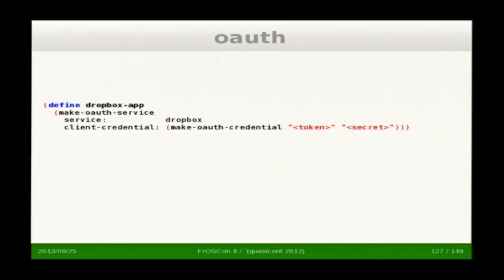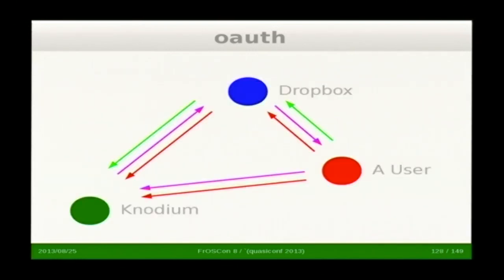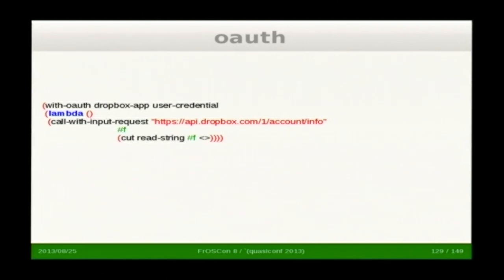And then you define your app, which is where you take the service provider definition and you poke in your client credential, which is our secret for talking to Dropbox with the client, not the user. And so then you get a Dropbox app out, and then somehow you do the dance. There's APIs provided to do this dance, but they're a bit boring, so I won't go into detail about them. And you end up with a user credential.